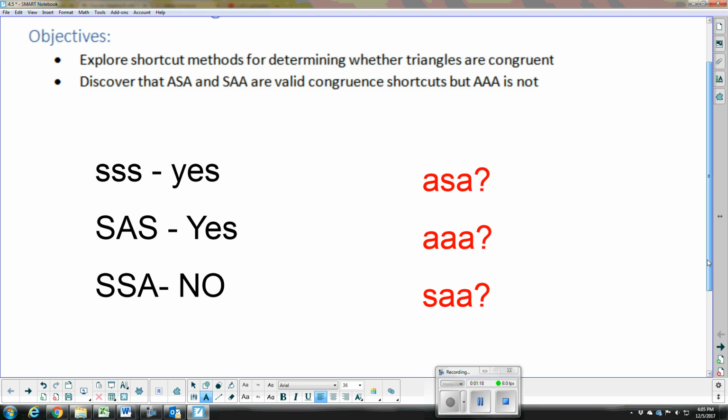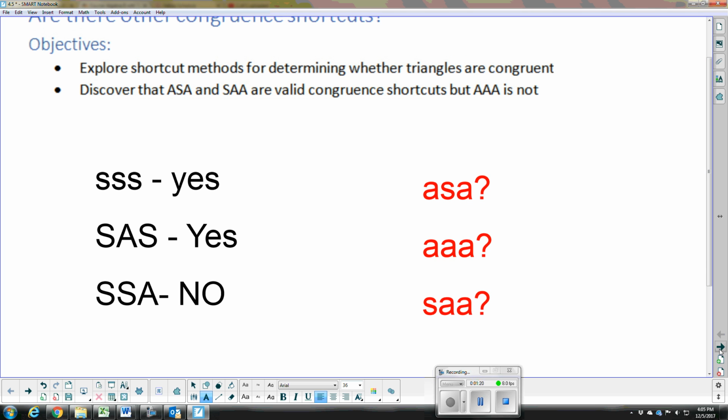So this is about constructing, so don't forget what you learned in chapter 3 about constructing angles. And you'll have to do this along with me in order to determine whether or not these are valid shortcuts. So make sure that you have your compass and straight edge to actually construct these angles and triangles, but you'll also need a ruler and a protractor so that we can compare.